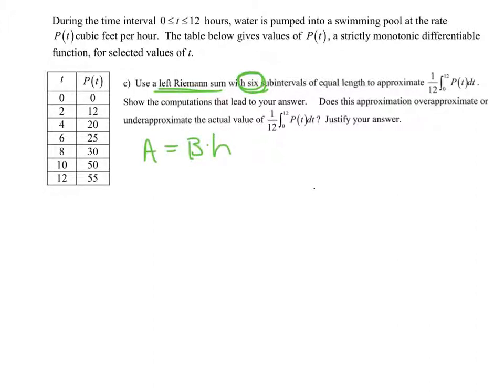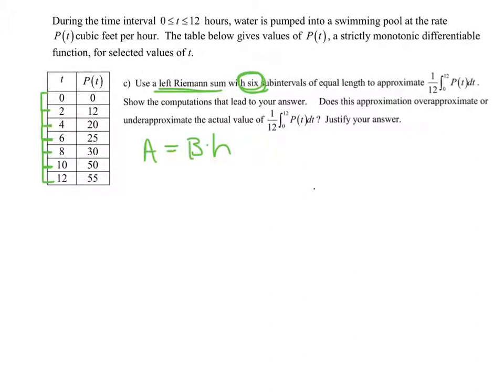And so we need 6 subintervals, and we go from 0 to 12. As we noticed earlier, these are equally spaced. So when I break up into 6 subintervals, it's simply going to be every 2. So 0 to 2, 2 to 4, 4 to 6, 6 to 8, 8 to 10, and 10 to 12. So that makes our 6 different rectangles. And this time we are going from the left-hand side.